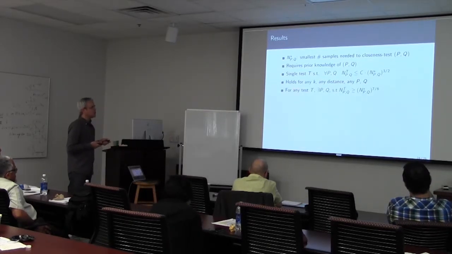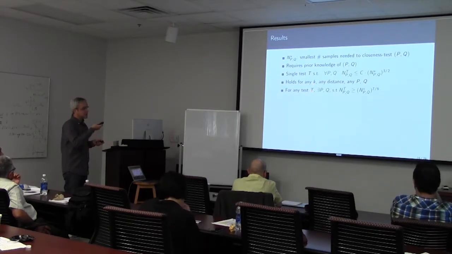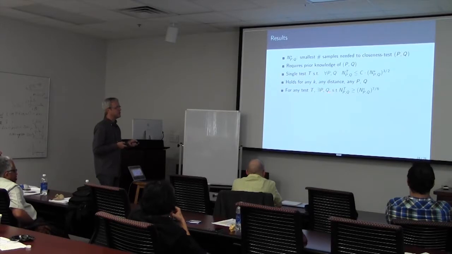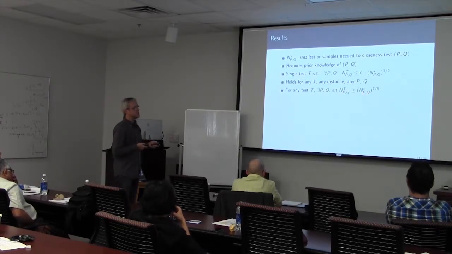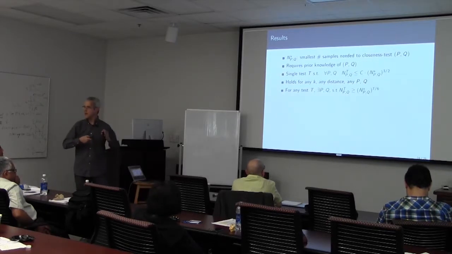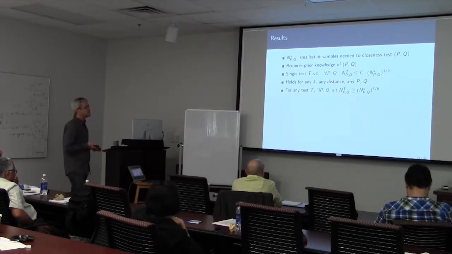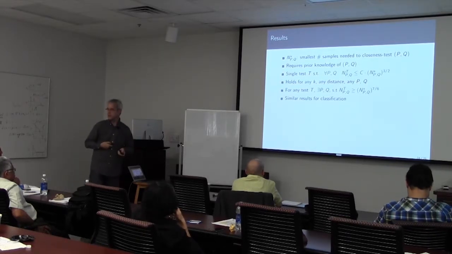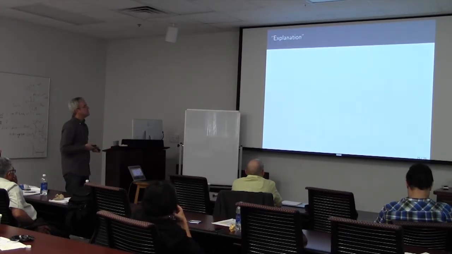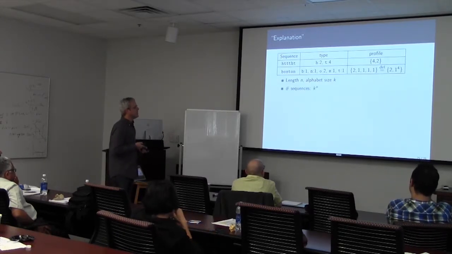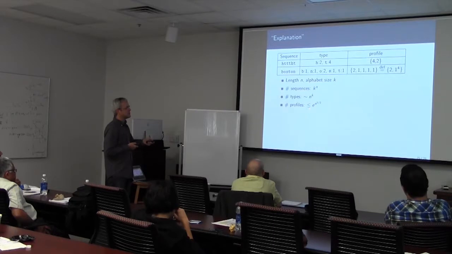And we also show the somewhat converse, that for every test that you come up with, there will be two distributions P and Q, such that the number of samples you need will be at least this n star raised to the 7/6. So there's a gap here between 7/6 and 3/2 that we don't know. Okay. And similarly, this will translate to results for classification. Okay. So there's some possible explanation that goes through the number of types and the number of profiles.